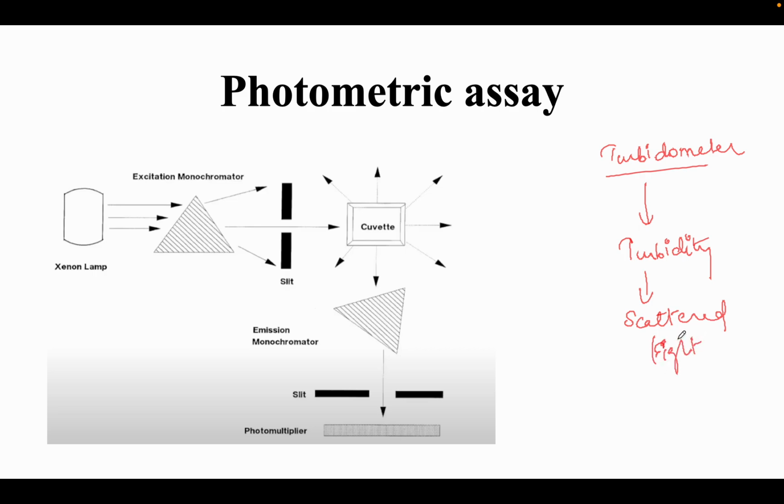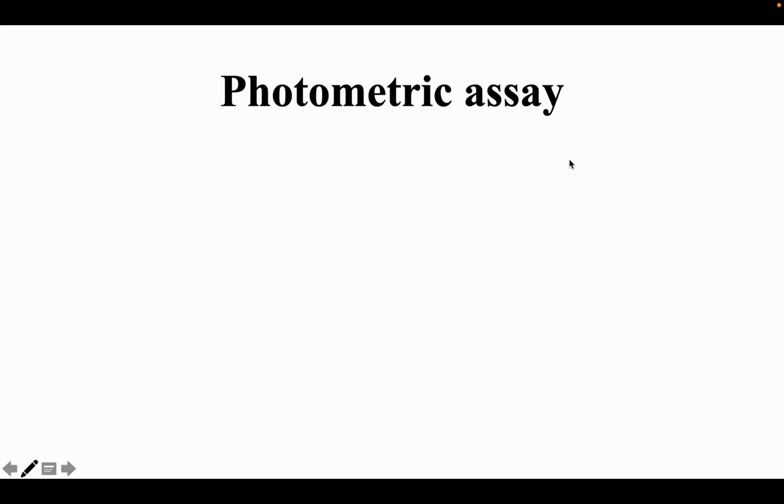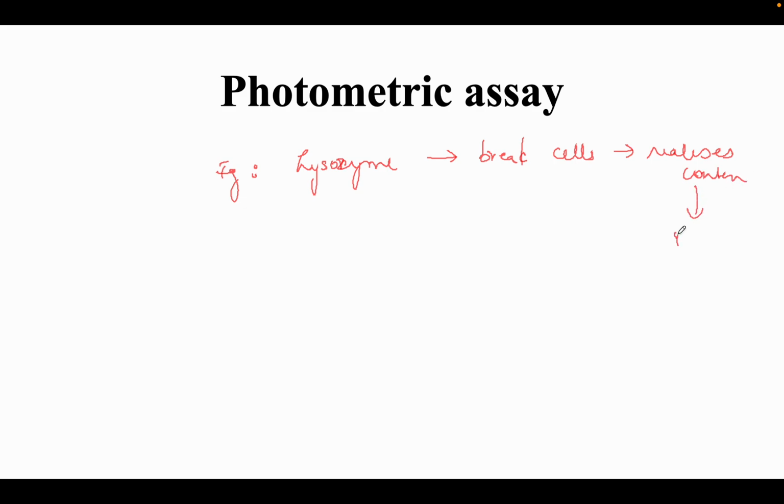So how do we get this scattered light? Let's take an example. If we are doing an assay for the lysozyme enzyme, this lysozyme breaks open the cell wall. It breaks bacterial cells and releases the content, which increases the turbidity.